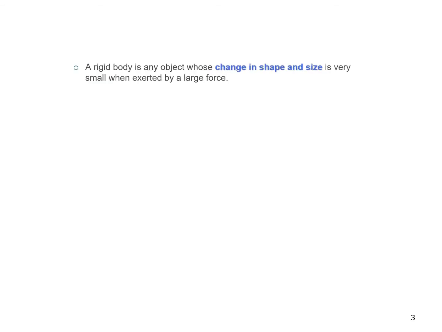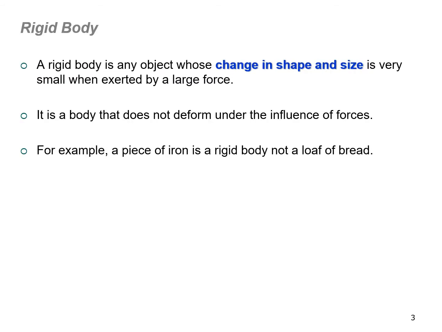What is a rigid body? A rigid body is any object whose change in shape and size is very small when exerted by a large force. It is a body that does not deform under the influence of forces. For example, a piece of iron is a rigid body, not a loaf of bread.